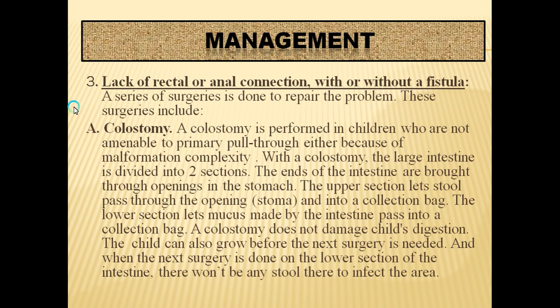So what is done? A colostomy is performed in children who are not amenable to primary pull through, either because of malformation complexity. We have studied what is pull through in Hirschsprung's disease. What you do is, whatever is the affected part is cut, and the remaining parts are pulled and attached to the normal part. If pull through is not possible, then the only alternative surgery available is colostomy.